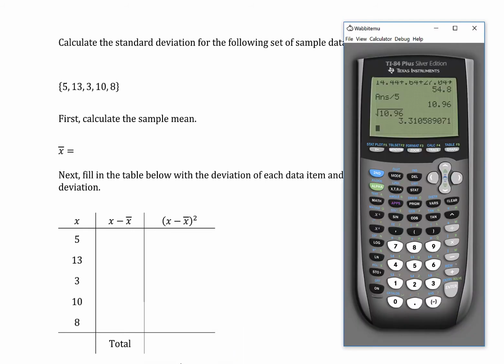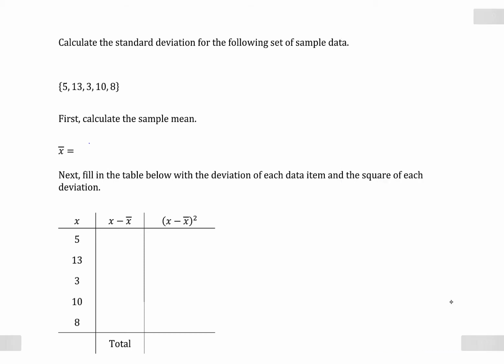Because we only have a few data items, I think it makes sense to simply calculate that mean by adding together our data items and dividing by the number of data items, which in this case is 5. So 39 divided by 5 gives me a mean of 7.8.